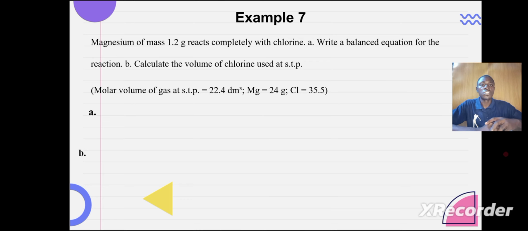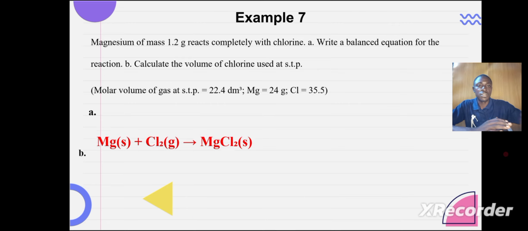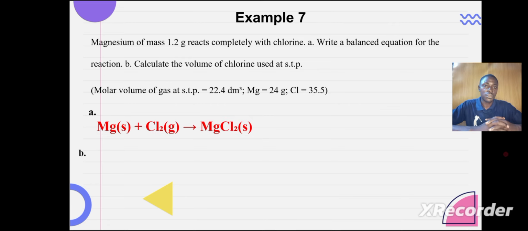Okay, magnesium of mass 1.2 grams react completely with chlorine. Write a balanced equation for the reaction. Calculate the volume of chlorine used at STP. So magnesium is Mg, react with chlorine. Chlorine is Cl2, that's the chlorine gas. So Mg plus Cl2 will give you MgCl2, right? So as you can see on your screen.